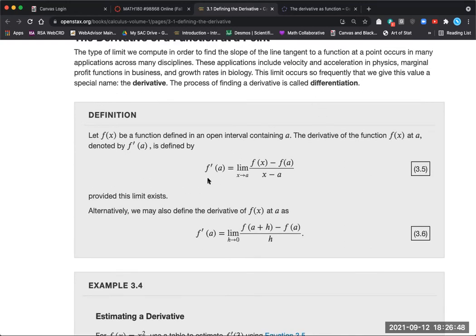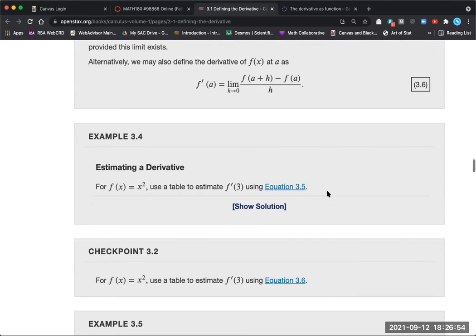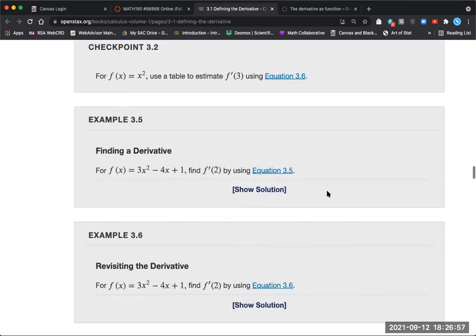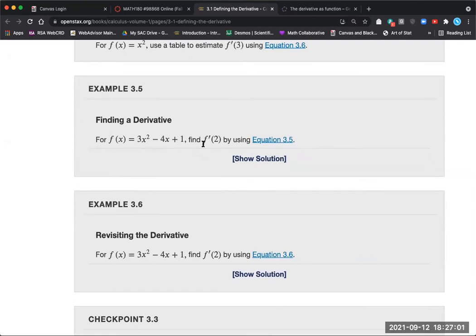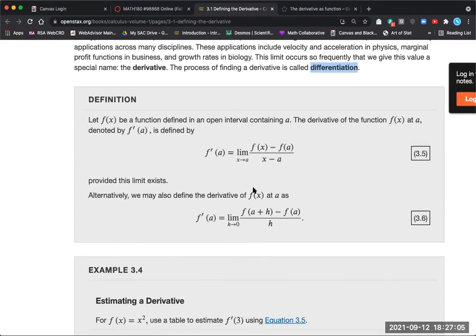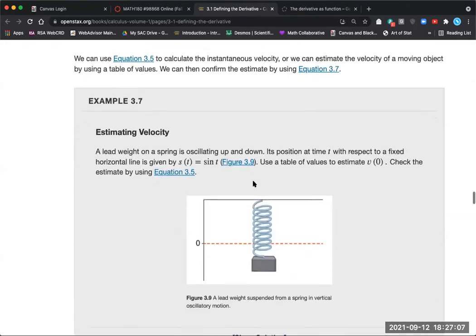Again, you could use either of these definitions here, depending on the setup of the situation as we do that. But now it's this language of, what's the derivative at a point? And we call that process differentiation. And so that's what we spend our time in Unit 3 doing, finding the derivative of a function.